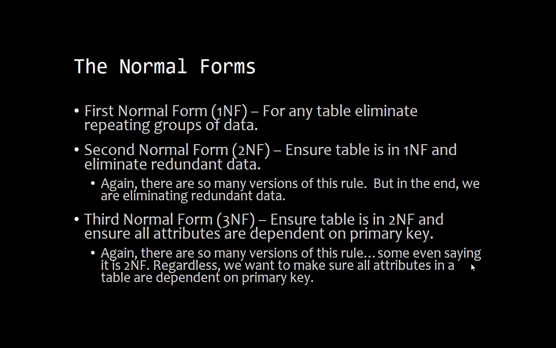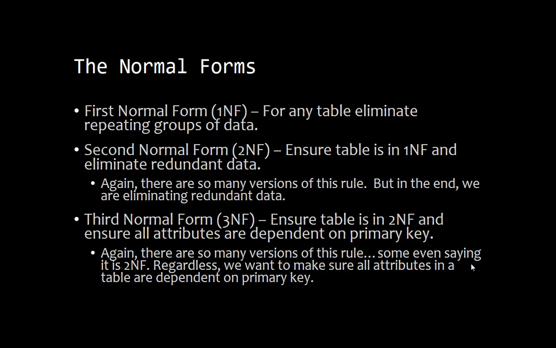What are they? Well, the first normal form for any table: eliminate repeating groups of data. Remember that whole customer 1, customer 2, customer 3? That is a repeating group of data. That is a repeating column. So repeating groups of data, or in a lot of cases repeating columns, is what we're looking at here. We want to eliminate that and put it into its own table. That is first normal form.